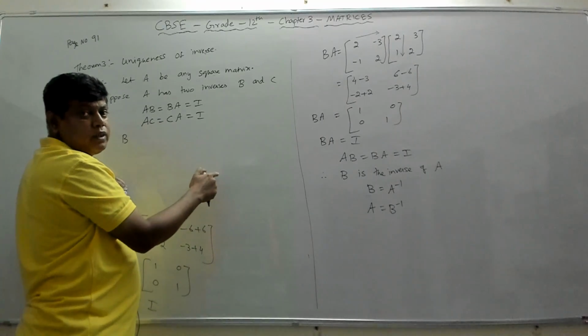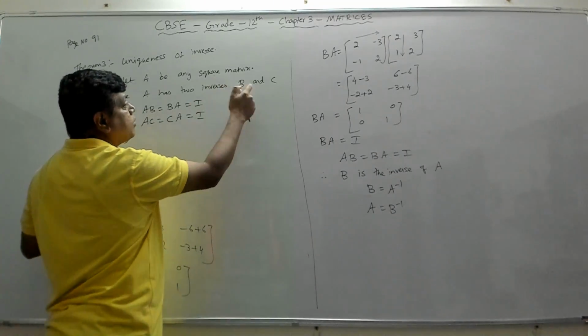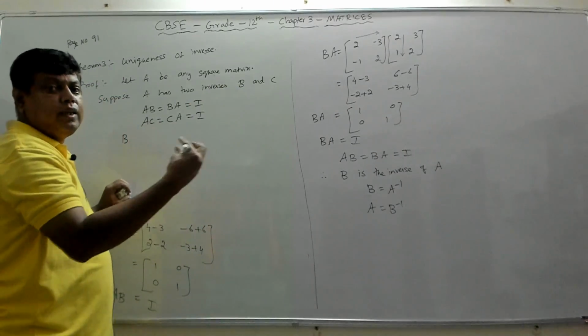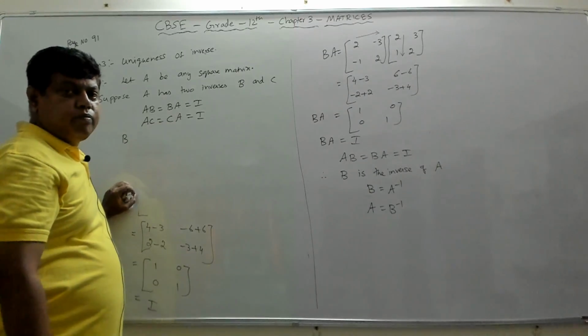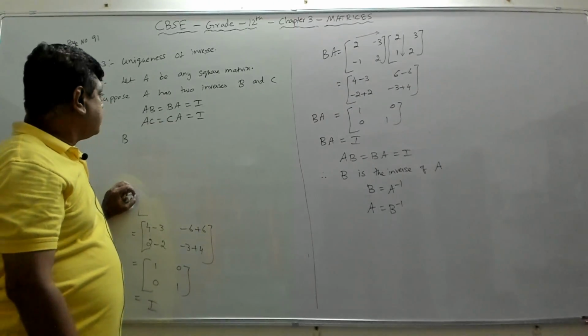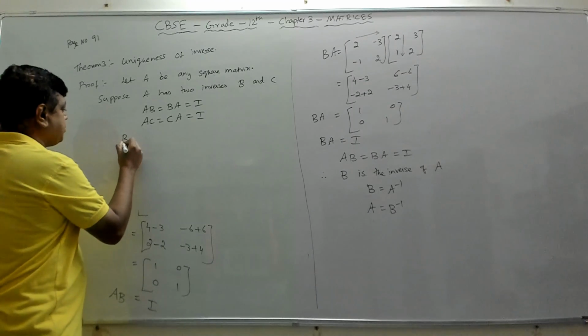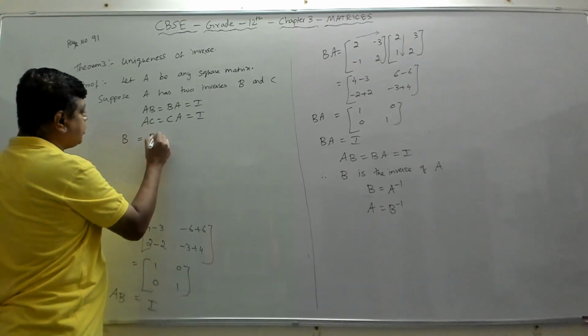The moment we prove B is equal to C, it means it is not two inverses, it is one and the same. So then we will say that A has a unique inverse. So that ends the proof, right? So let's take the matrix B. Now B can be written as what? B into I.